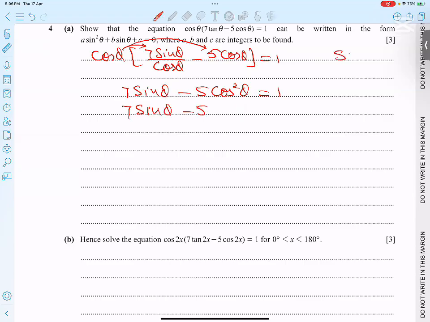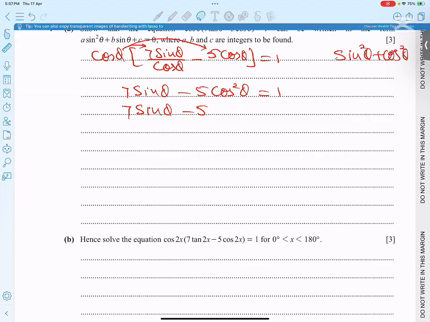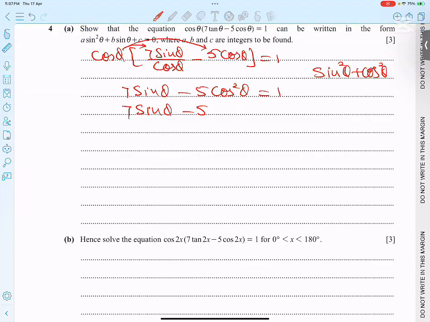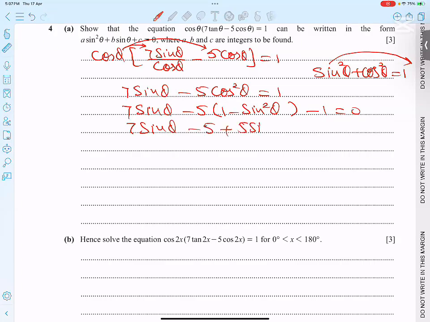So I'm replacing it with this. Basically we know sine square theta plus cos square theta is equal to 1. So this formula is already available with us. If I bring sine square to the other side it becomes 1 minus sine square theta. And 1 I will bring as well. So 7 sine theta minus 5 plus 5 sine square theta minus 1 is equal to 0. So finally I got 5 sine square theta plus 7 sine theta minus 6 is equal to 0.